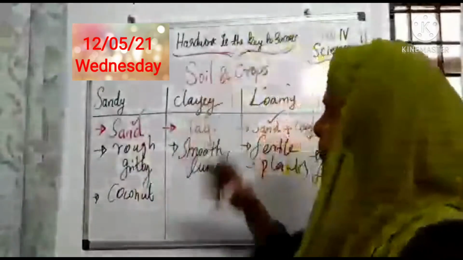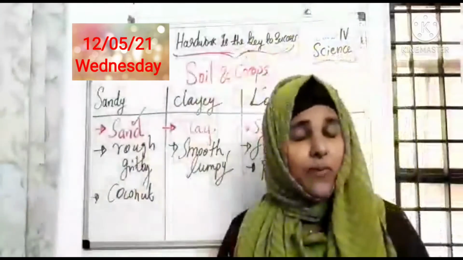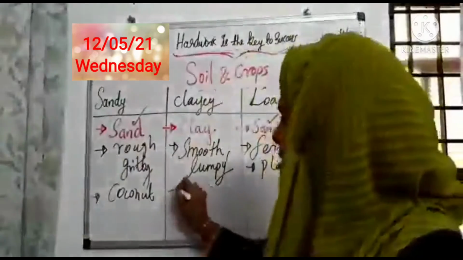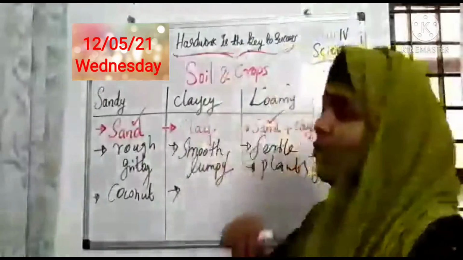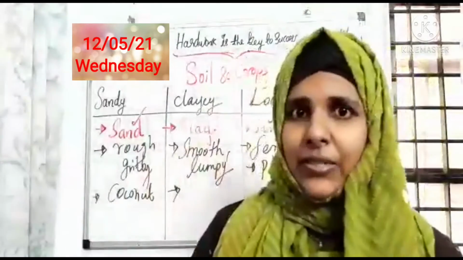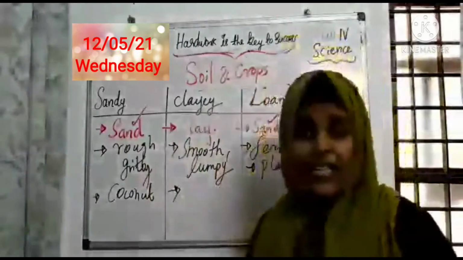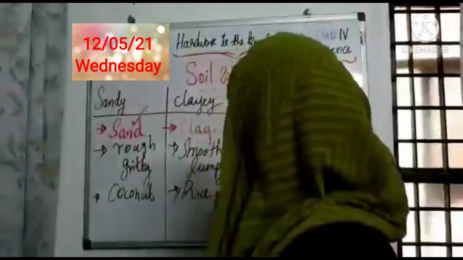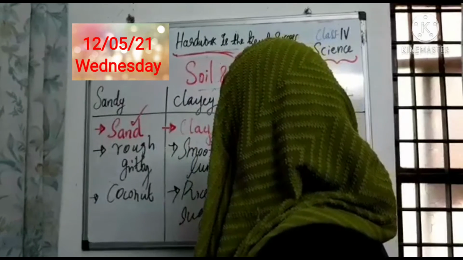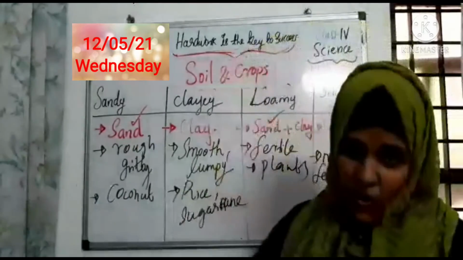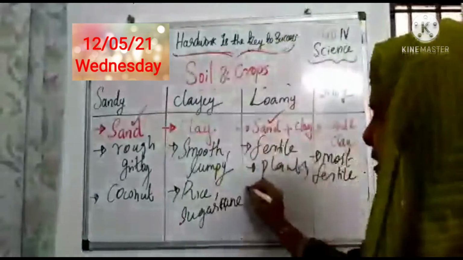So let's check about the clayey soil. Which type of plants will grow? Clayey soil is very smooth and lumpy. This soil is used for making toys and pots. Then which type of plants will grow here? Rice and sugar cane grow where, children? In clay soil. And what about loamy soil?